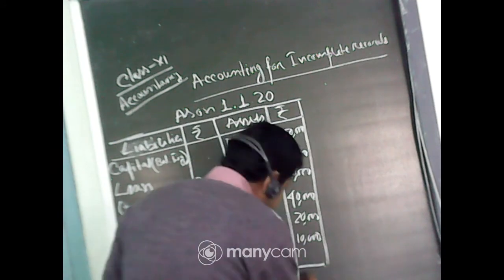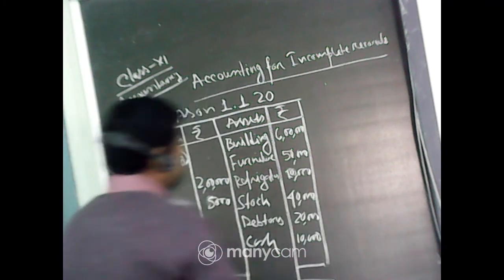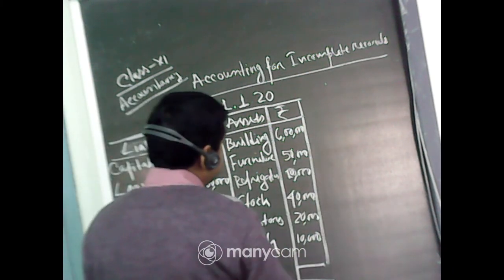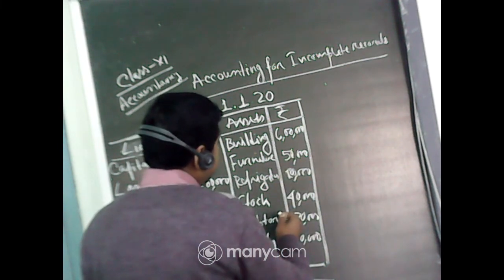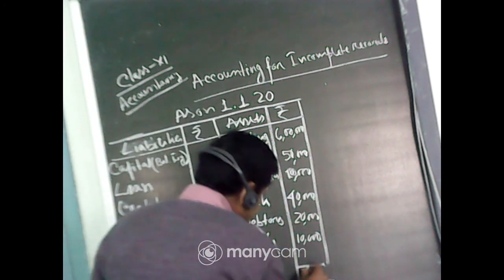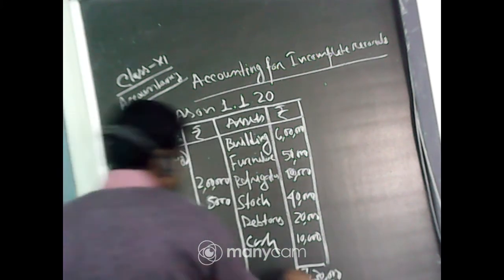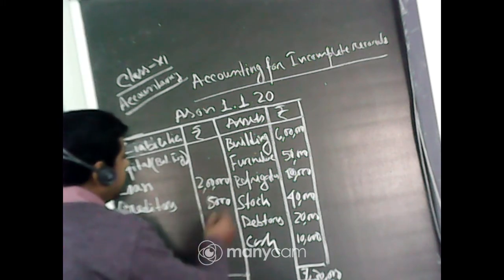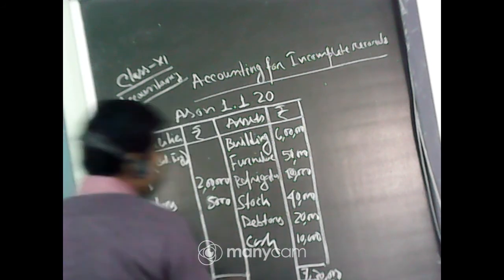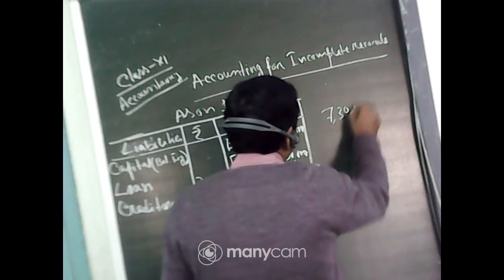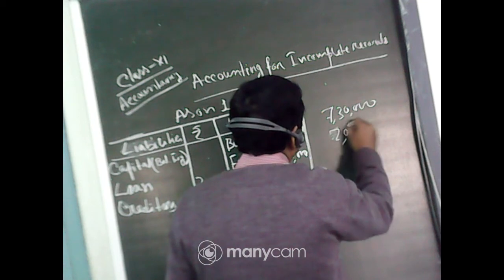Now you just do the addition. So there is 6,05,104, so that is 7,30,000 total on the asset side. On the credit side, from the total 7,30,000, you minus the loan amount of 2 lakh and the 5,000 creditors, that is 2,05,000. From 7,30,000 you have to minus 2,05,000. Now what will come?